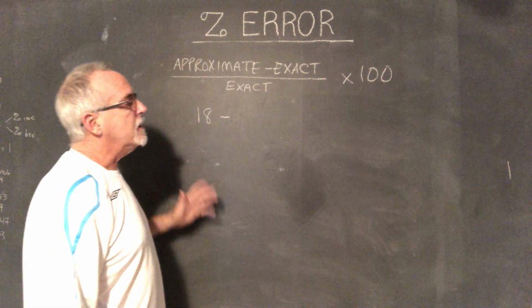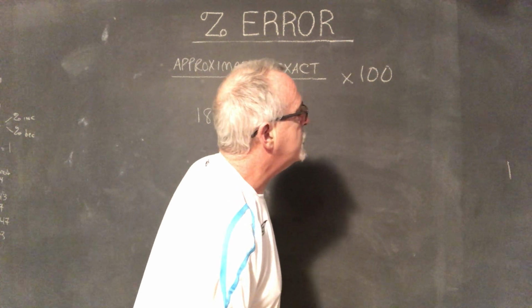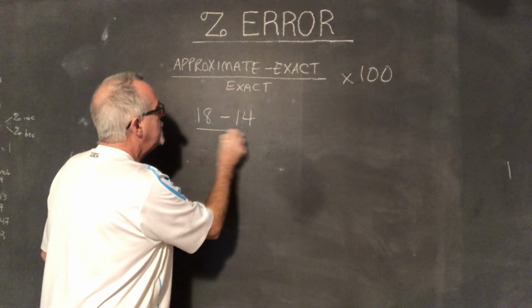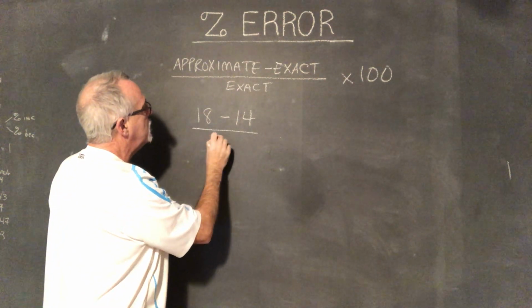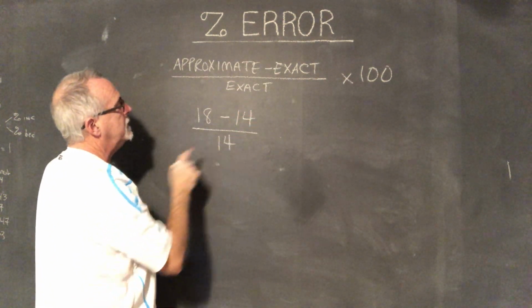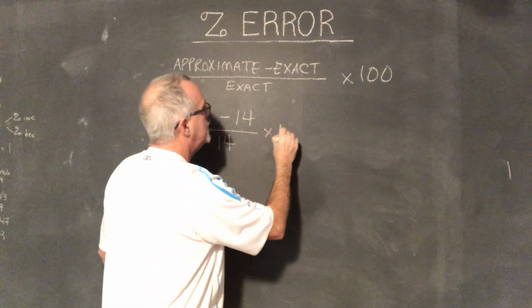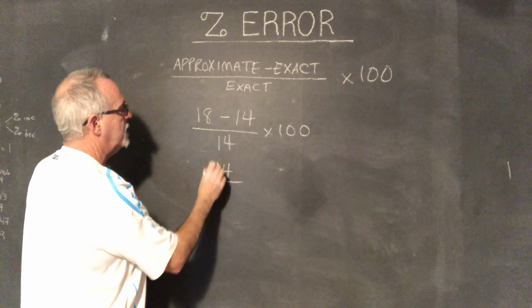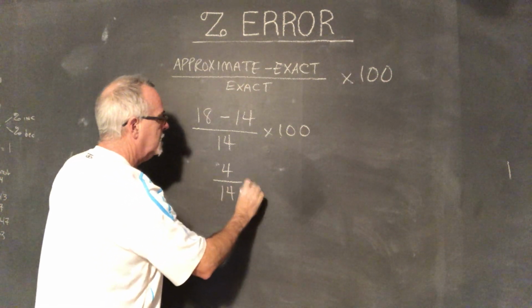So 18 minus, and the real value for red trapezoids, 14. There are only 14. I thought it was more than 14. Okay, when I was just looking at it just now. So the exact, of course, goes in 2 places. The 14 goes in 2 places. Times 100. 18 minus 14 is 4, not a negative value. Doesn't matter anyway. 4 over 14 times 100.